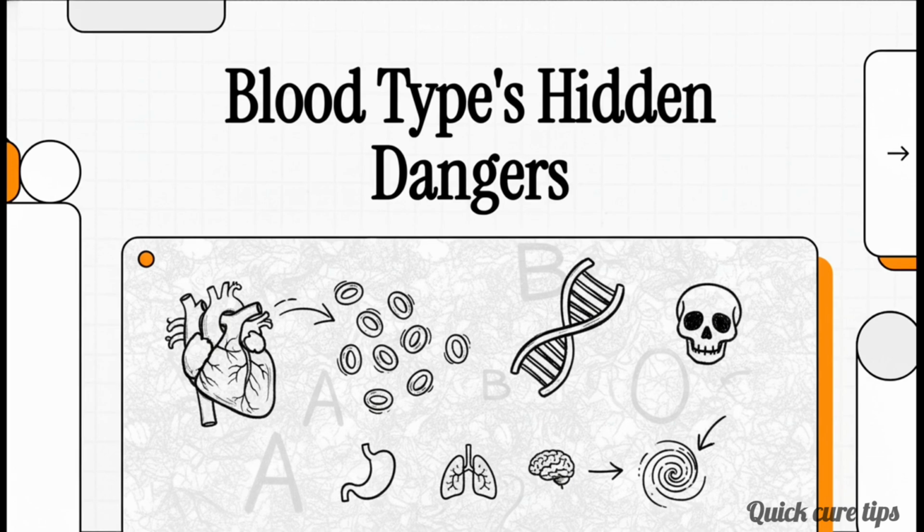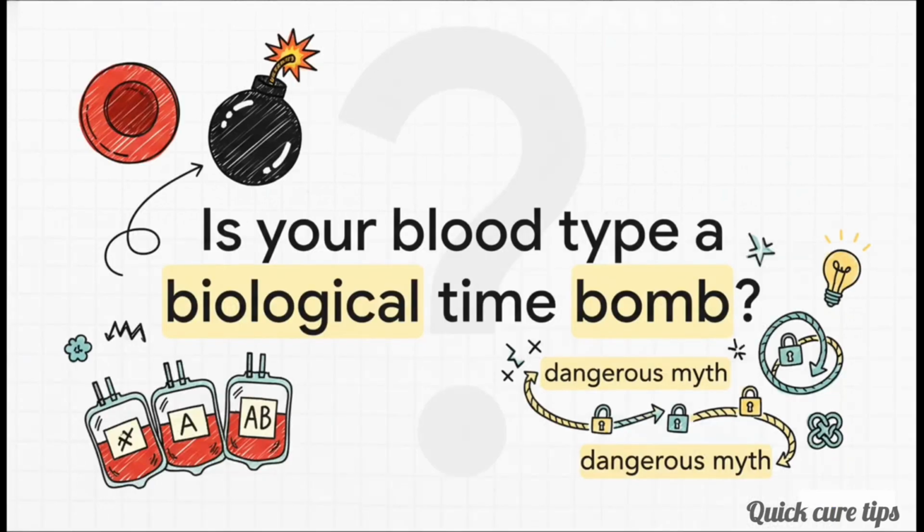This is pure biology. You might think being, say, O positive just makes you a great blood donor and that you're totally in the clear. That's actually a pretty dangerous myth. So today, we are going to break down the specific hidden time bombs ticking inside O, A, B, and AB blood types. And, more importantly, we're going to give you the exact safety manual to defuse them.